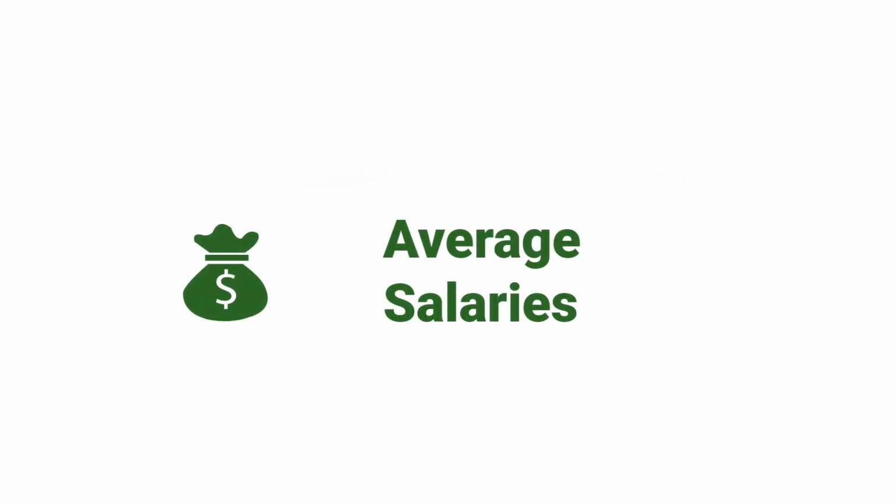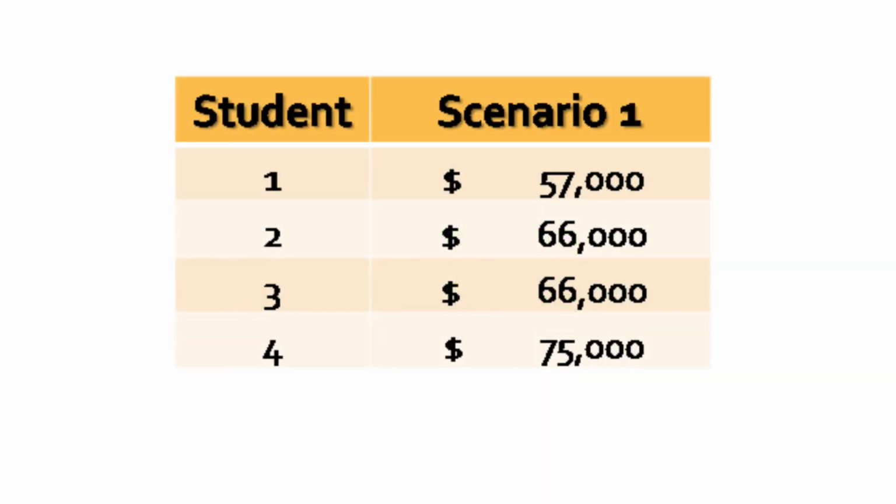Let's put this in context with a sample data set. Let's say a random sample of 4 recent SRA grads were given a salary survey asking them to report their starting salaries. The results from the survey are presented here in Scenario 1. Using this data, we can compute the average starting salaries for SRA students. The mean would be the sum of all the scores divided by the total number of scores, which would be $66,000.